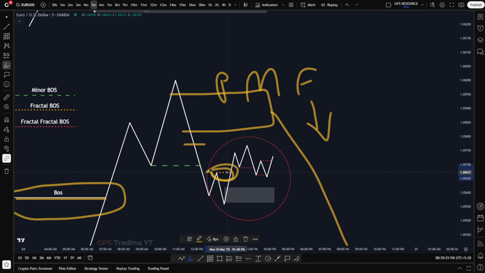So after getting this, when you get a BOS to the downside, before the market mitigates any valid order block in this minor structure, that means that this is a ranging market. So in other words, you can also call this ranging market, but this is a fractal structure. This has no significance. The market can easily break this high because this is a very tiny structure, right?